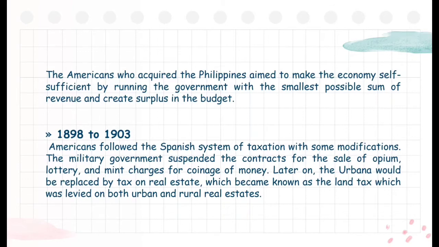In the year 1898 to 1903, Americans followed the taxation system of the previous colonizers, who were the Spaniards, but they made some modifications in it. The military government suspended the contracts for the sale of opium, lottery, and meant charges for coinage of money. Later on, the urbana would be replaced by tax on real estate, and this tax on real estate became known as a land tax, which was levied on both urban and rural real estates.